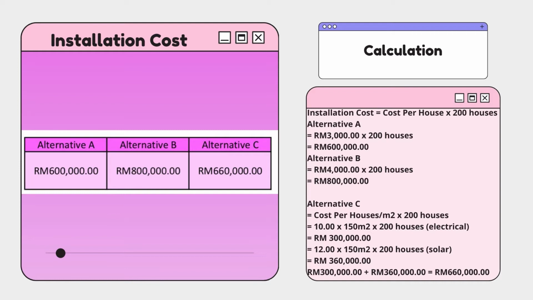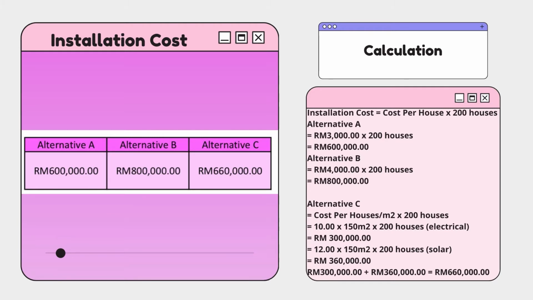For alternative A, the cost per house is 3,000 ringgit multiplied by 200 houses to get the installation cost of 600,000 ringgit. For alternative B, the cost per house is 4,000 ringgit multiplied by 200 houses to obtain a total cost of 800,000 ringgit. For alternative C, it uses cost per house per meter square multiplied by the number of houses, due to the fact that the question did not provide the exact amount for the cost per house for alternative C. Alternative C has two installations, which are the electrical and the solar. The question has provided the installation cost of electrical and solar per house per meter square GFA, which is 10 and 12 respectively.